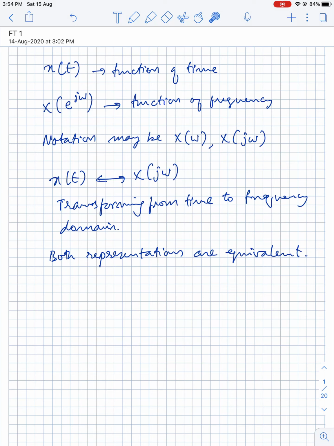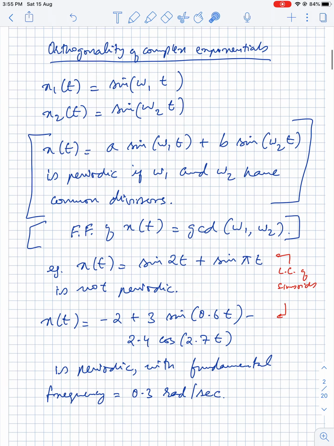So sometimes this x of e raised to j omega, which is the frequency domain representation of this function or of the signal, may be written as x of omega, sometimes x of j omega. From the context it must be clear, but this is just for you to remember that these are all mostly equivalent. And then we say that x of t transforms to x of omega, or x of j omega, or x of e raised to j omega.